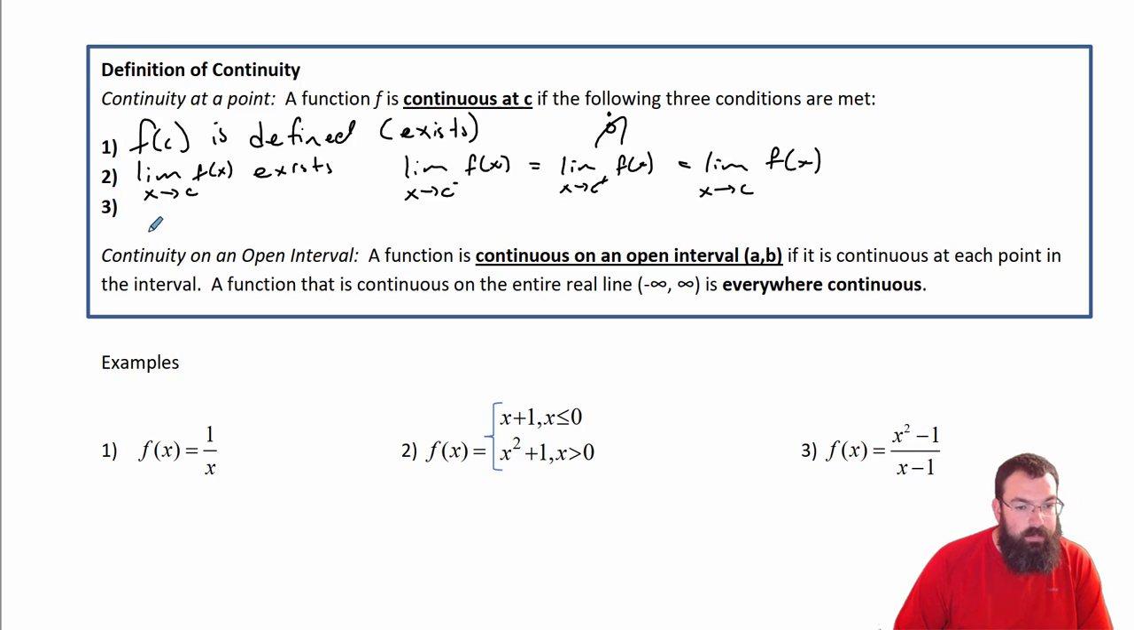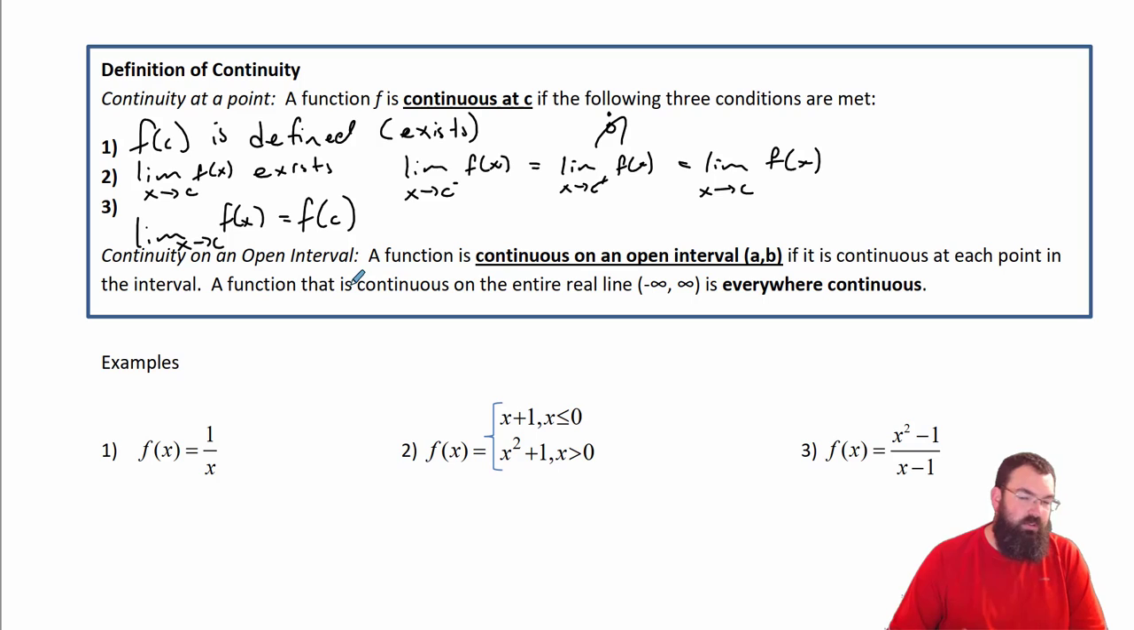And then number 3, the limit as x approaches c of f of x has to equal f of c. That's the 3rd step, and again, we need to know that. We can prove that, hopefully. We did pretty well on the AP test last year, so that's nothing new.